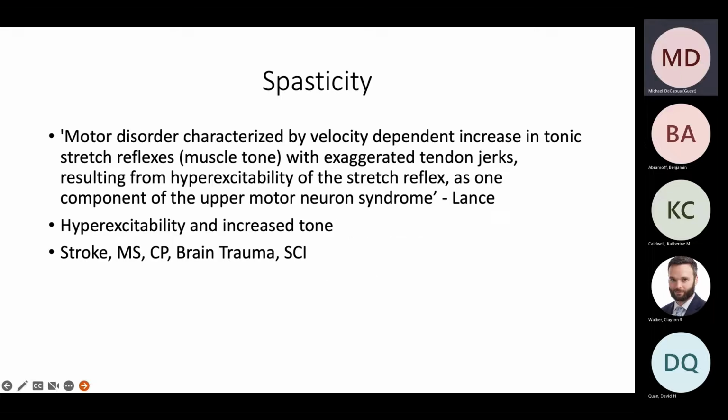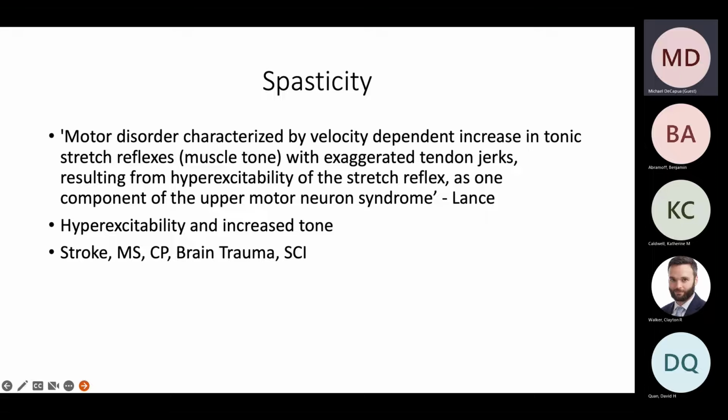So first, I just thought it'd be great to cover what spasticity is. Briefly, I thought that this definition was a good one. It's a motor disorder characterized by the velocity-dependent increase in tonic stretch reflexes, which is muscle tone, with exaggerated tendon jerks resulting from hyperexcitability of the stretch reflex. And it's one component of an upper motor neuron syndrome. So I looked at this as focusing on the hyperexcitability and the increased tone.